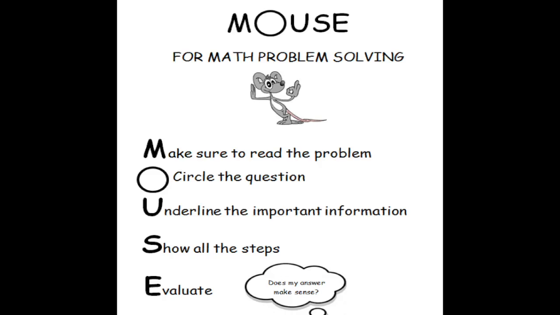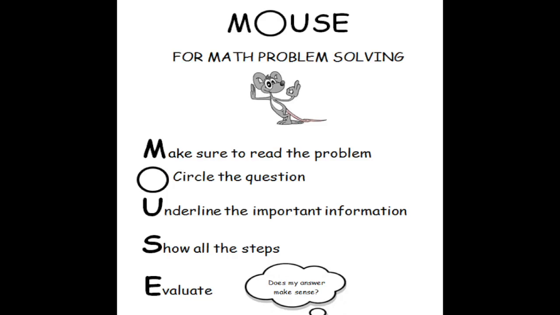So the M for MOUSE, make sure you read the problem. I always encourage students to not only read it once, but read it twice. Just like you've been doing with the language arts constructed response items, it's always good to reread every piece of that math problem. The O, actually a circle. Circle the question. We need to really focus on what that question is asking us so our answer ties directly back to that question. U is for underline the important information.